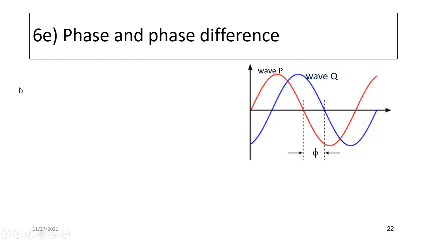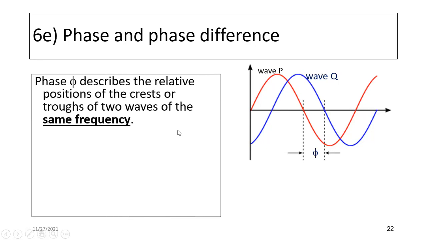Okay. Right? So you should be flexible enough to identify straight away. No need to use a formula sometimes. So where we have two different waves, one wave P, one wave Q, then there's a phase difference. Phase describes the relative position of a crest or trough of two waves of the same frequency. These are two waves of the same frequency. Right? That's your phi, the phase difference.